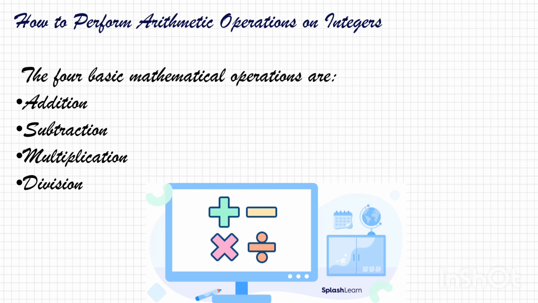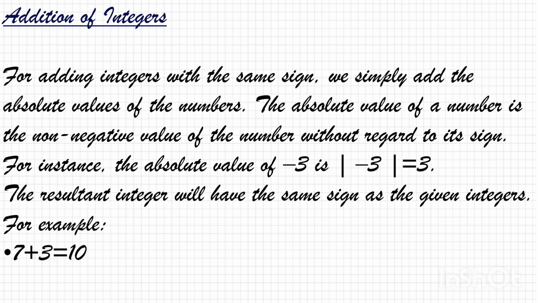How to perform arithmetic operations on integers. The four basic mathematical operations are addition, subtraction, multiplication, and division. Addition of integers. For adding integers with the same sign, we simply add the absolute values of the integers. The absolute value of a number is the non-negative value of the number without regard to its sign. For instance, the absolute value of -3 is equal to 3. The resultant integer will have the same sign as the given integers.